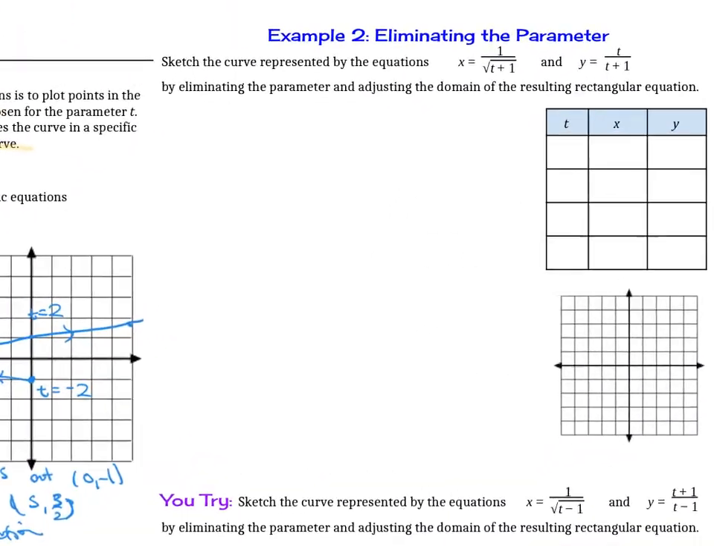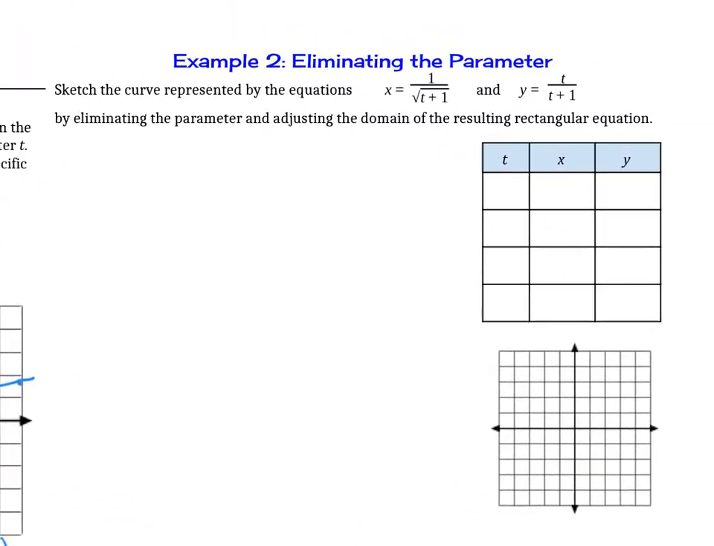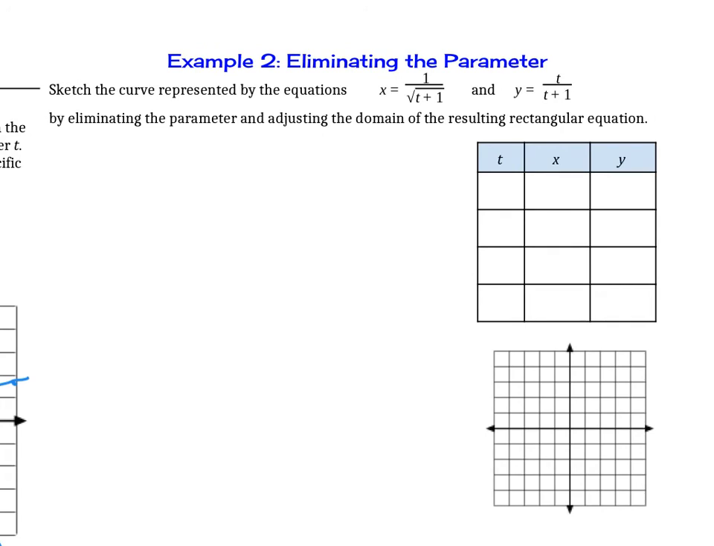So now let's look at eliminating the parameter. We're going to sketch the curve represented by the equations x equals 1 over square root of t plus 1 and y equals 1 over t plus 1. We're going to eliminate the parameter and adjust the domain of the resulting rectangular equation. So we want to write a rectangular equation. Initially we're going to solve for t in one of the equations.